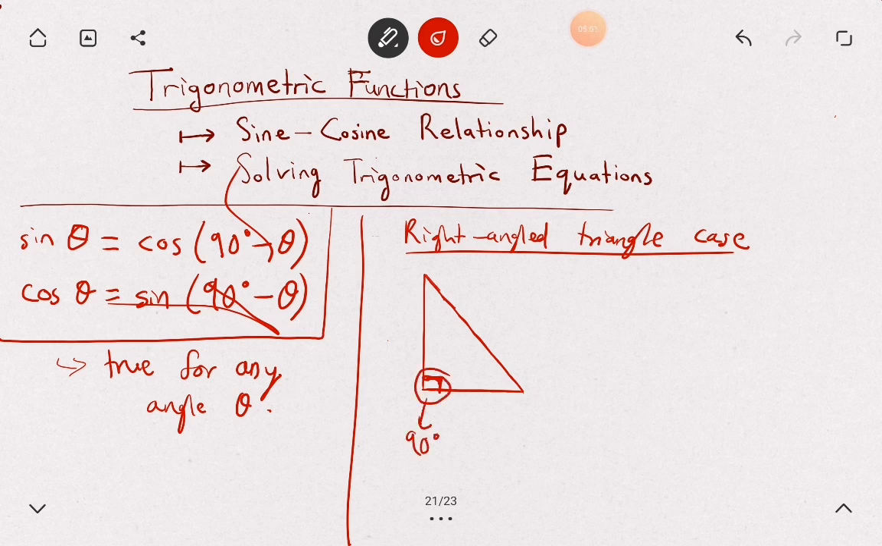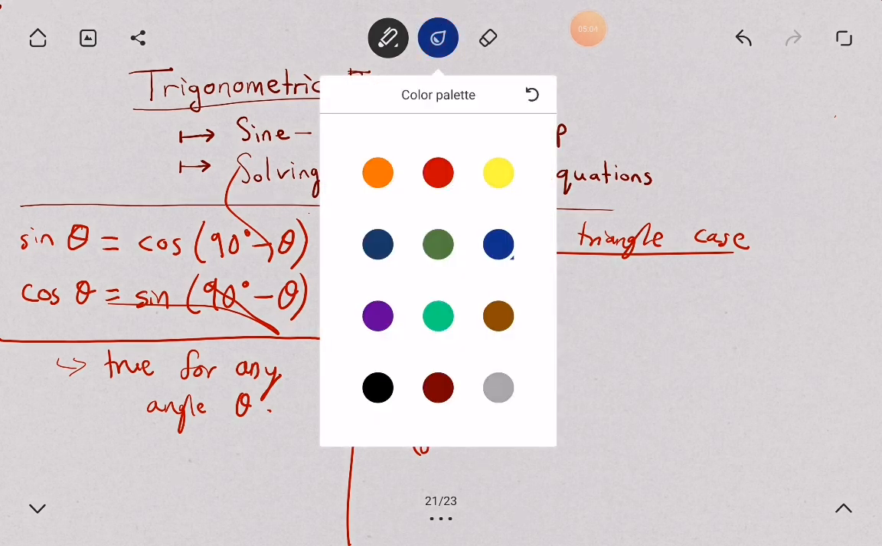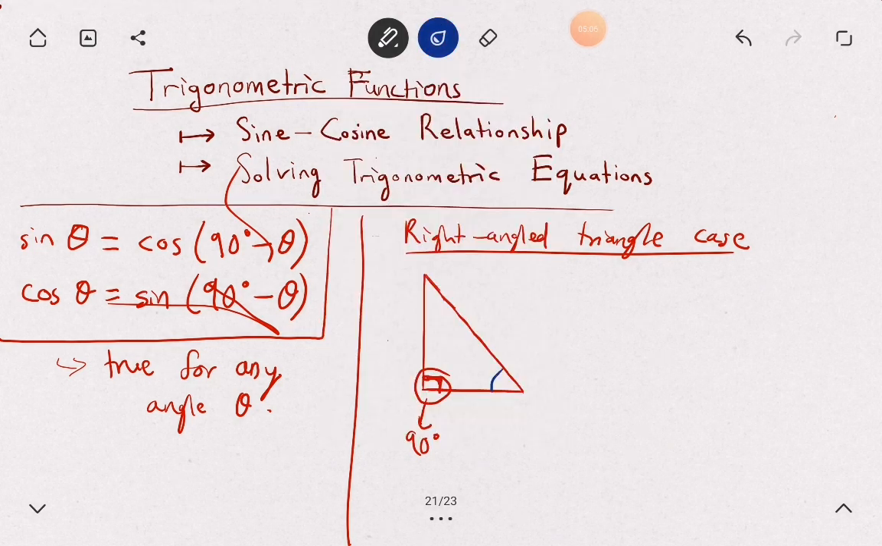So I'm going to do two things. I'll use two colors. First is our blue angle. This angle is theta. For theta, we know what the opposite is. So this is the opposite, this is the adjacent, this is the hypotenuse. Notice I wrote everything in blue color, because this is only for the angle theta.